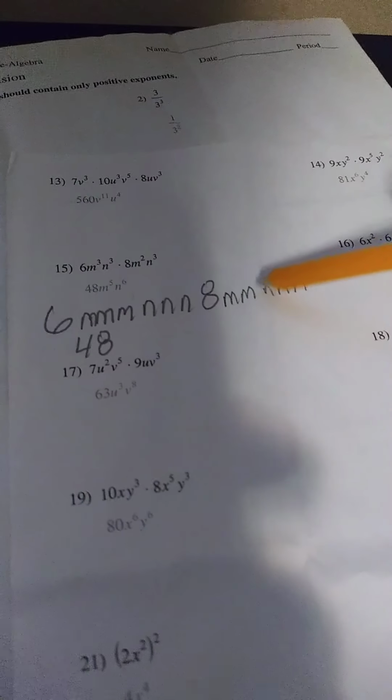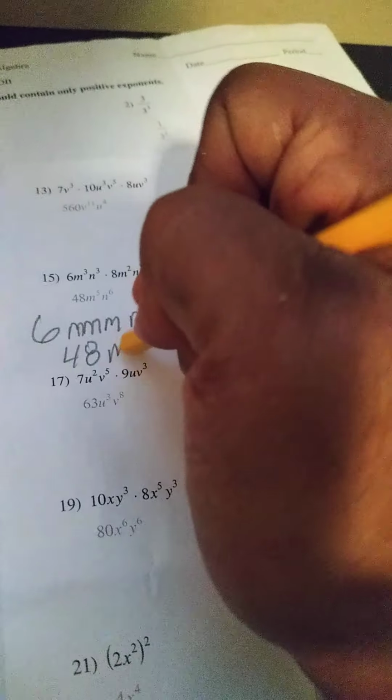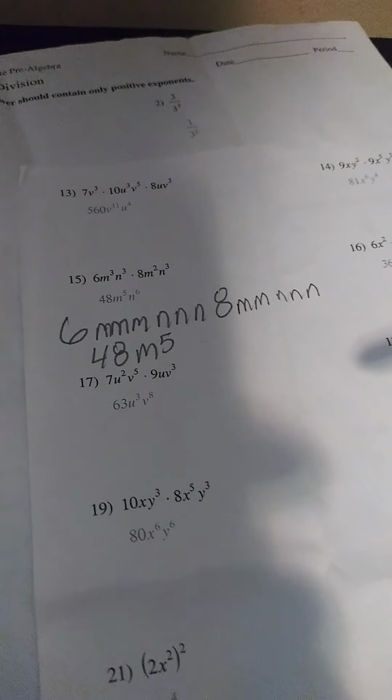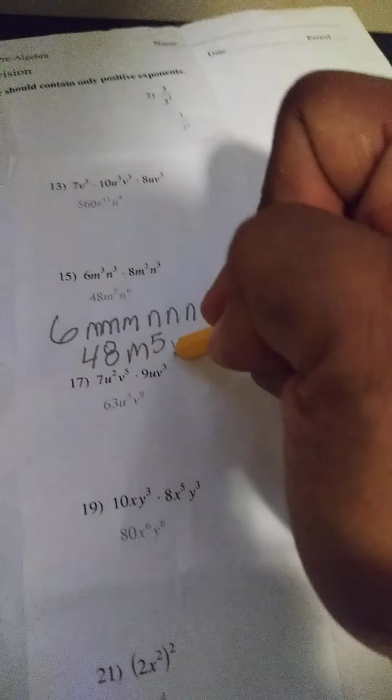Let's put it all together. What is 6 times 8? 48. Now how many m's do we got? We got 1, 2, 3, 4, 5. So that's m to the 5th. And how many n's do we have? 1, 2, 3, 4, 5, 6. So that'd be times n to the 6th.